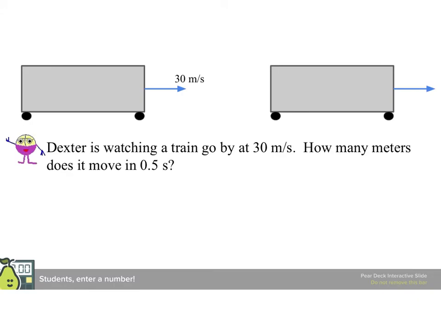Different problem. Dexter's watching a train go by, and it's moving at 30 meters per second. How many meters does it move in half a second? Well, now we'll say that the distance that Dexter sees is the velocity of the train as measured by Dexter, and again, we'll come back to that notation, times the time. So it's going to be 30 meters per second times the half second, or 15 meters. And again, not surprising, don't overthink it, nothing particularly deep going on here, just doing some calculations like we did in Unit 1.